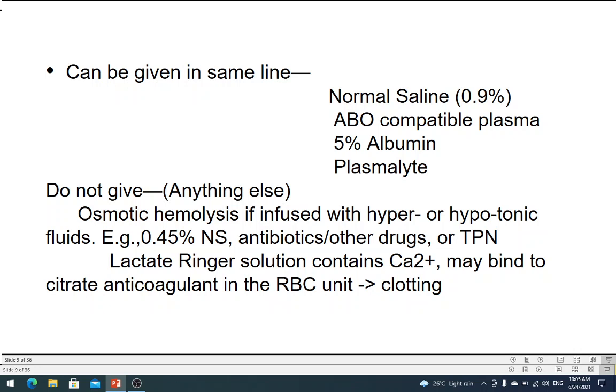Similarly, you cannot use hypertonic or hypotonic solutions, like for example 0.45% normal saline, or antibiotics, or any other drugs for that matter. TPN, all these things cannot be given. This is very important to remember, because we learn a lot of theory, but in practice these are the things which are finally important.